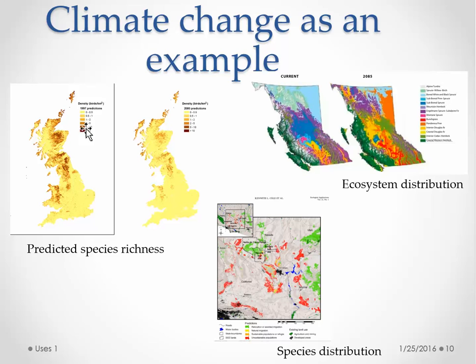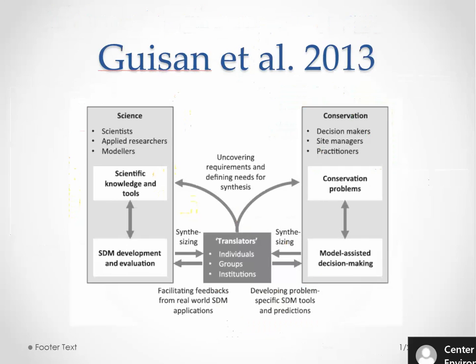But also using these models to try and predict diversity into the future, predicted future species richness, or the changes of ecosystems. You can stack those up and do all sorts of projection of future change.